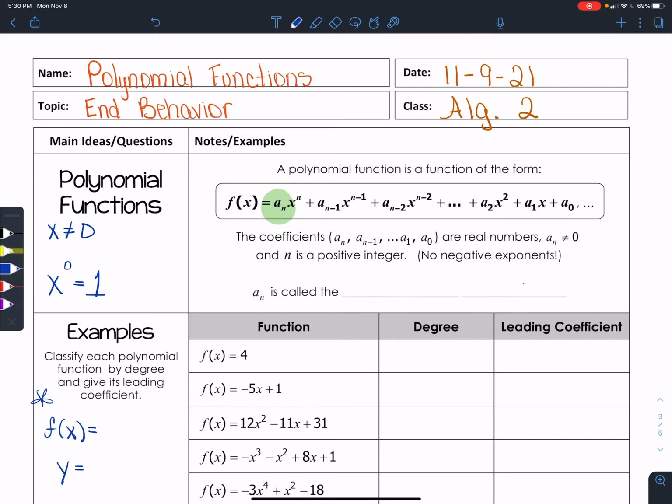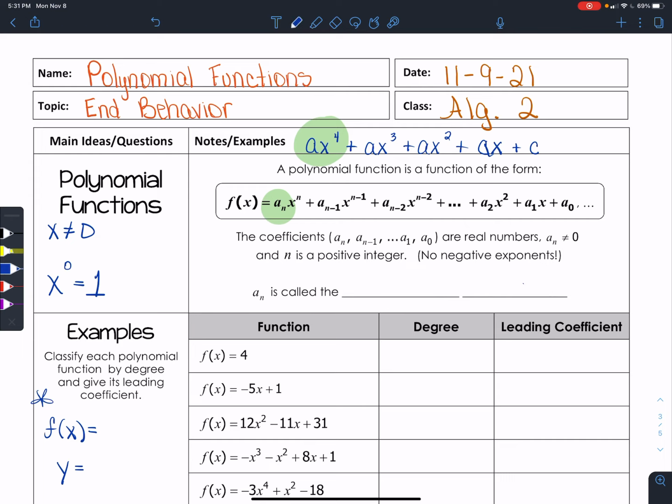So here, if I had x to the fourth, okay, plus ax to the third plus ax squared, and it could go on, plus a constant, okay. We could have ax to the first, or just ax, and then plus a constant. The term with the highest degree, that's my leading term.